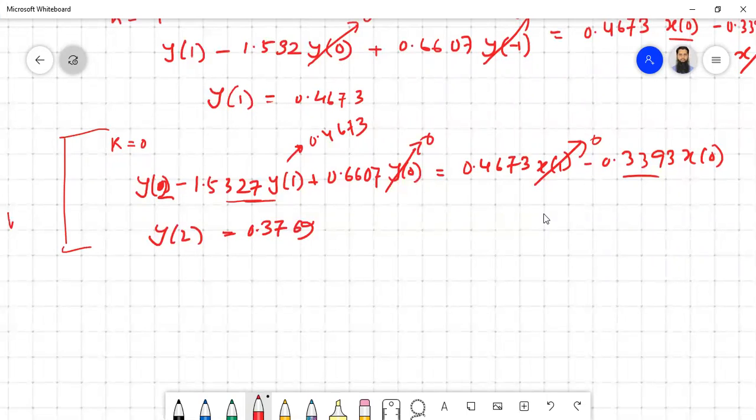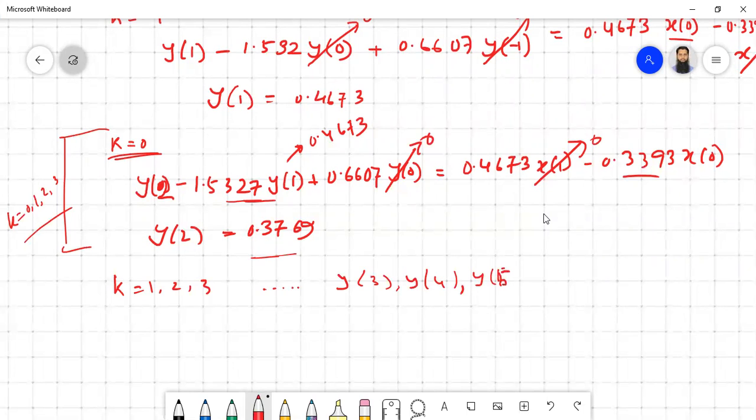Now the main calculation has just started from here, because we have to have a sequence for k equal to 0, 1, 2, 3 in this way. We have just done one calculation and figured out the value. Correspondingly, you can take k equal to 1, 2, 3, and that will give you y(3), y(4), y(5), and so on. This is again math-involved, so you have to do it based on the requirement of the problem that has been given.